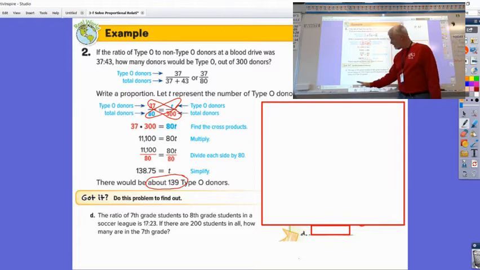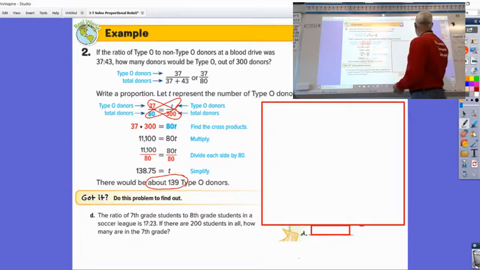The first part of this problem is you're looking for 7th graders out of total. So I need to know in the first ratio here, what is the 7th graders out of the total? So what's the total number of students here given in the original part? 17 to 23 is 7th to 8th grade. Well, this one again, you have to add.